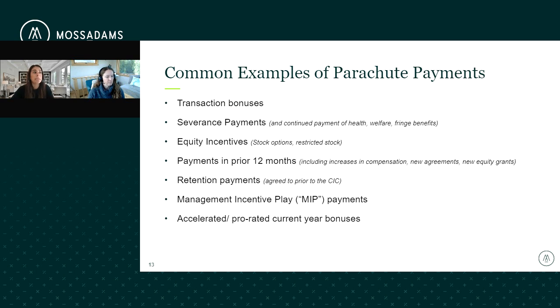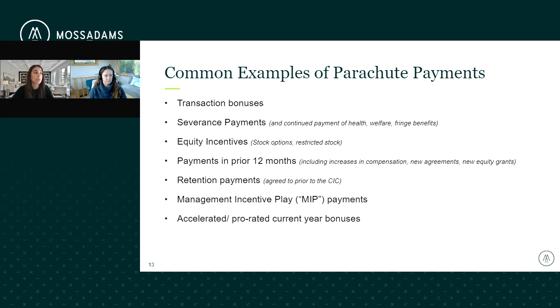Some common examples of parachute payments that we see pretty frequently are transaction bonuses, severance payments, and continued payment of health, such as COBRA payments, welfare, and fringe benefits. As Jen mentioned, with respect to severance, if an employee is terminated within 12 months of the change in control, either before or after, it's presumed to be contingent on the change in control. So conservatively, this is included in calculations, as it's hard to predict whether a disqualified individual may be let go within 12 months of the transaction.